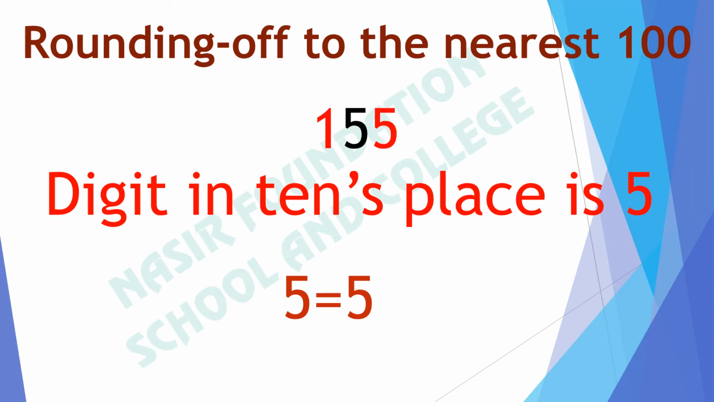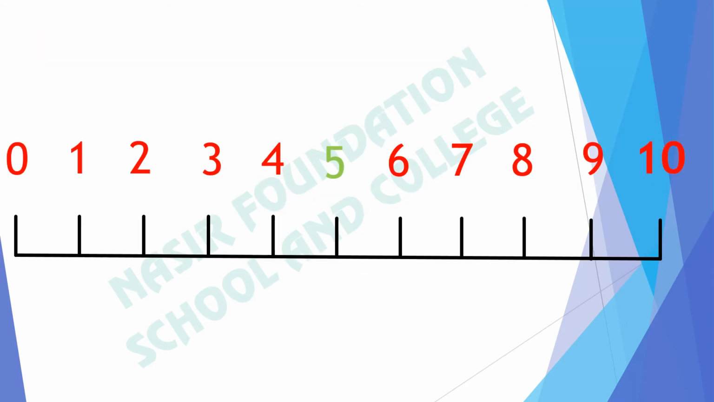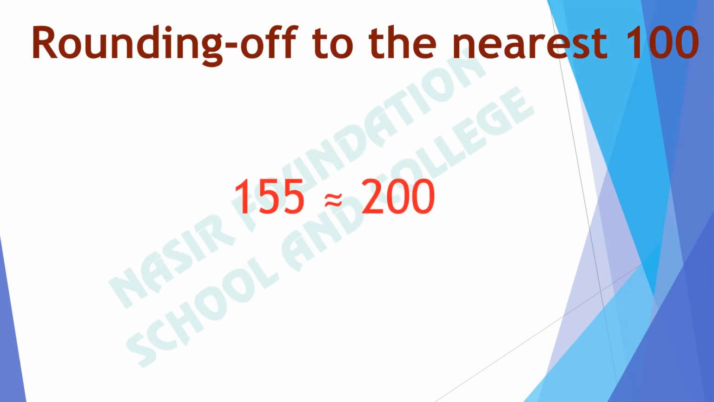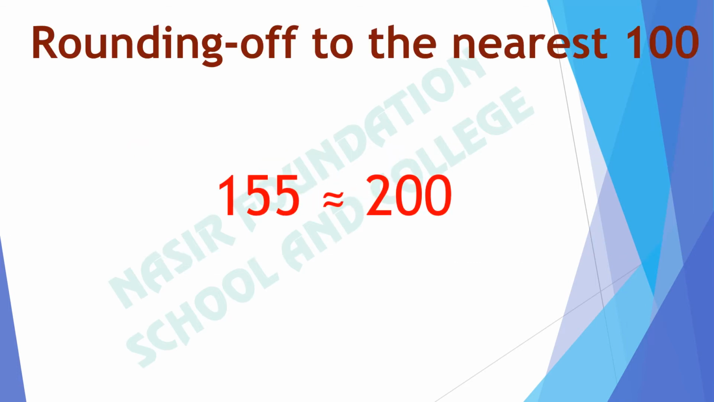Now we will draw it on the number line. Here we can see that 5 lies nearer to 10. So we will round it off to the next number. 155 is nearly equal to 200.